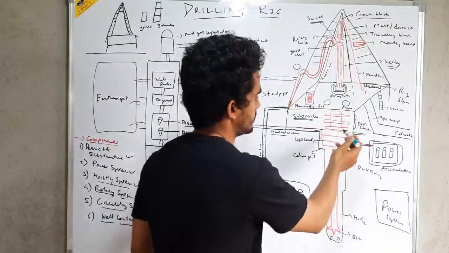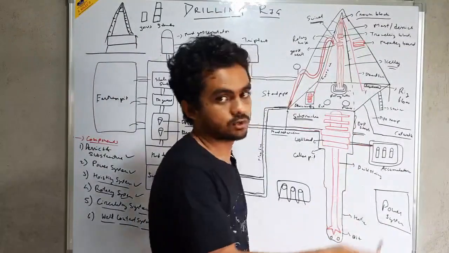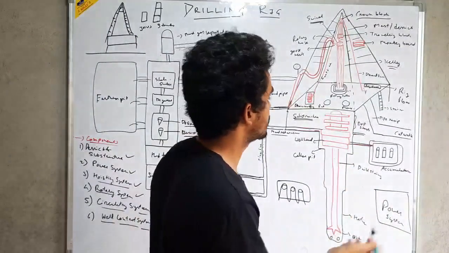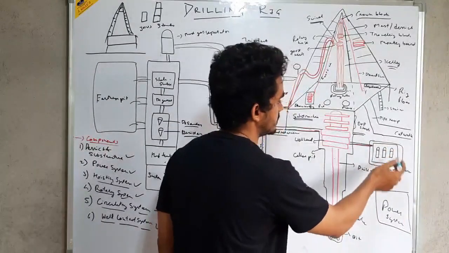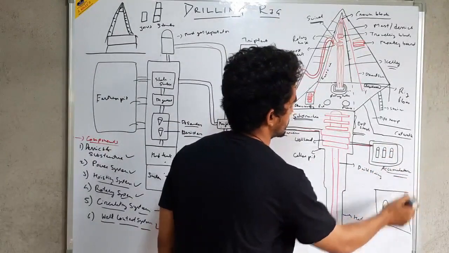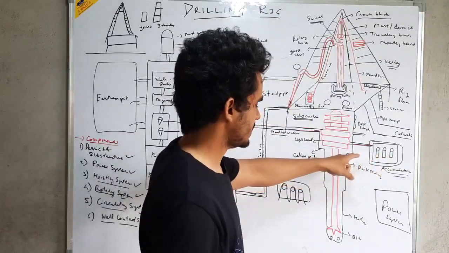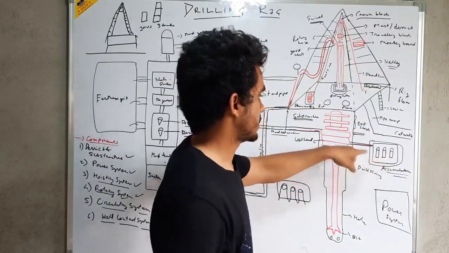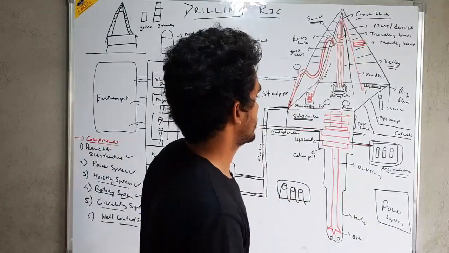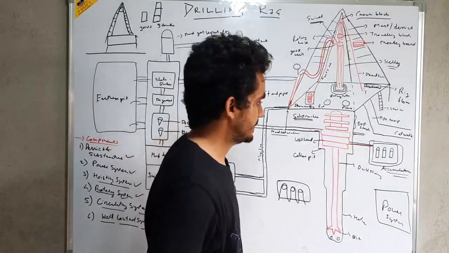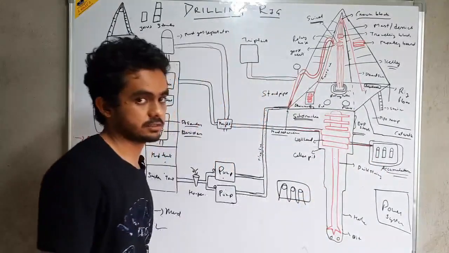These BOPs are controlled hydraulically. The hydraulic fluid is stored in cylinders inside the equipment which is known as an accumulator. So they will have pressurized hydraulic fluid which can operate the BOP. Now below the BOP we have the wellhead which supports the casings.